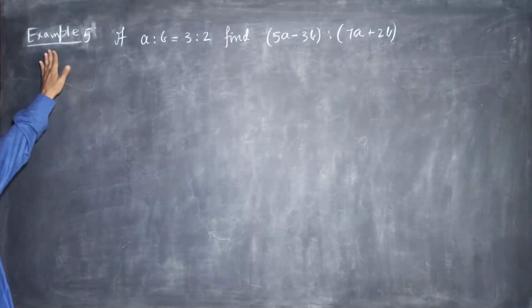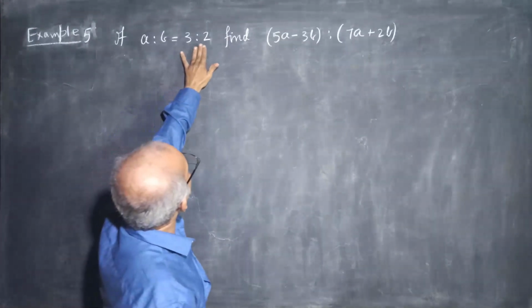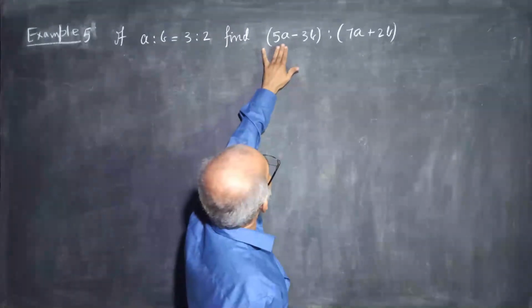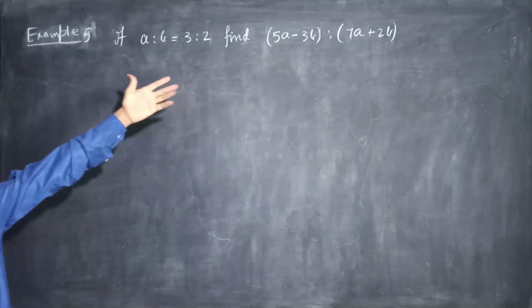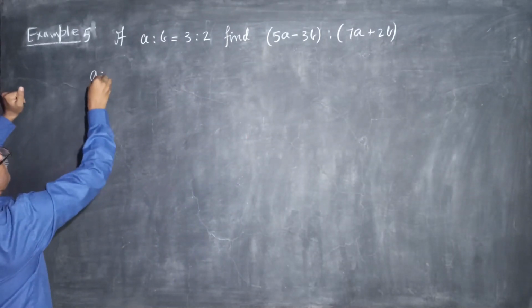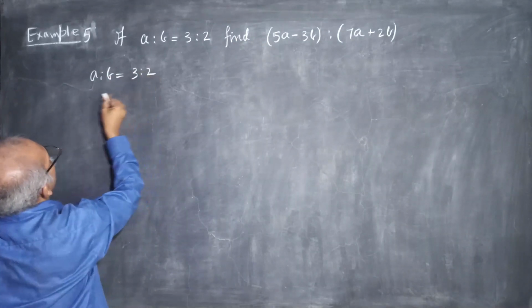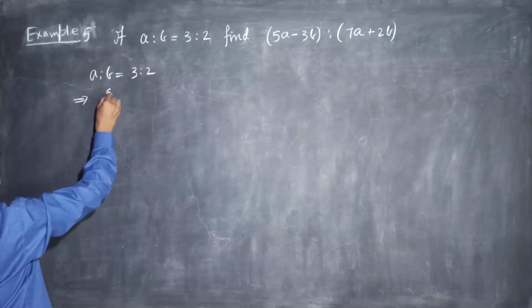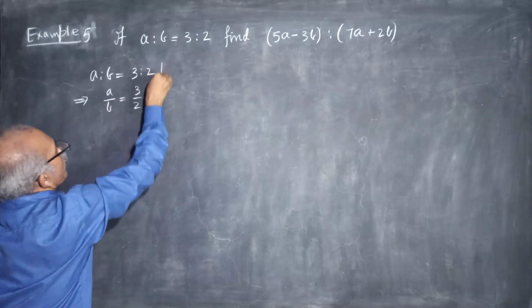Now we shall solve example 5. If A is to B is equal to 3 is to 2, find 5A minus 3B is to 7A plus 2B. So we have to find that ratio. We shall write the given first. A is to B is equal to 3 is to 2. This implies in fraction form A by B is equal to 3 by 2.